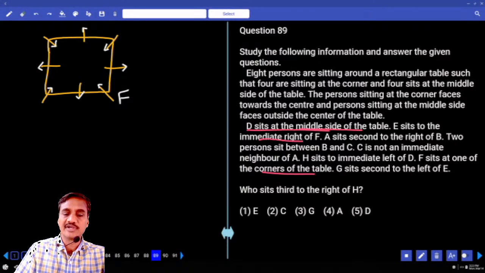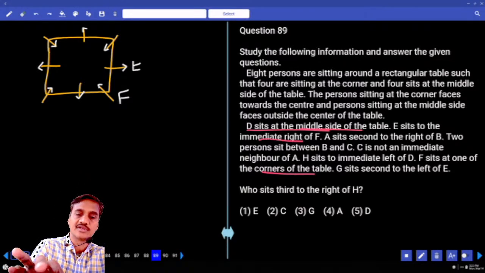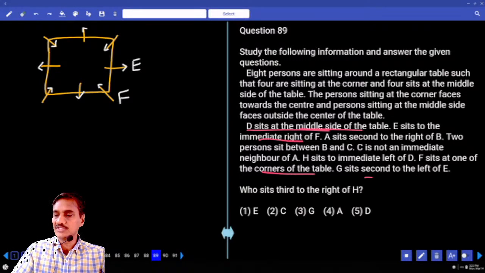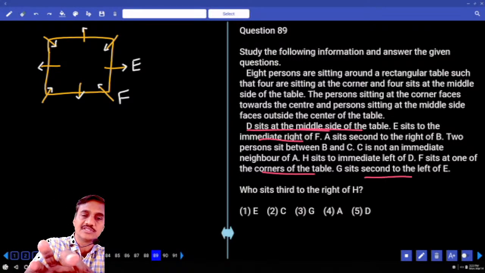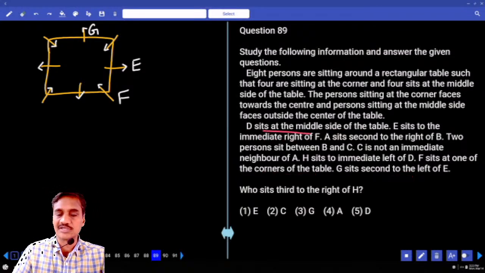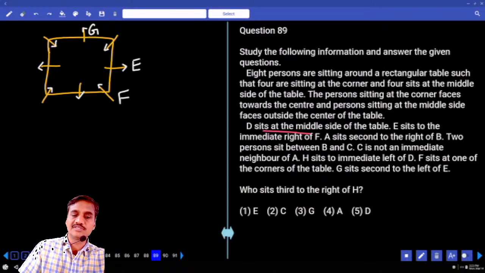E sits to the immediate right of F, and G sits second to the left of E. G is at this place. Now 3 persons are done, and G is in the middle. Then coming back to the first one, D sits at the middle of the sides.